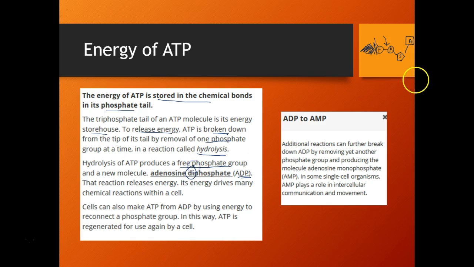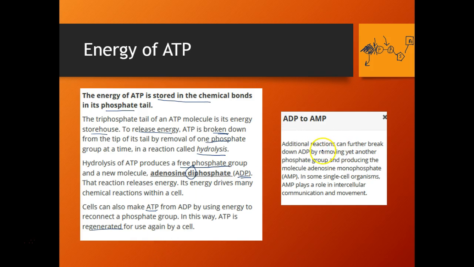Remember, di means 2, so instead of triphosphate, we now have diphosphate. When we release that 1 phosphate group, it releases a lot of energy that can drive many chemical reactions within a cell. Cells can also make ATP from ADP by using energy to reconnect the phosphate group. So you can release it to release energy, and you can put it back, but that requires energy as well. In this way, ATP can be regenerated for use again by a cell. So it can go from ATP to ADP back to ATP.